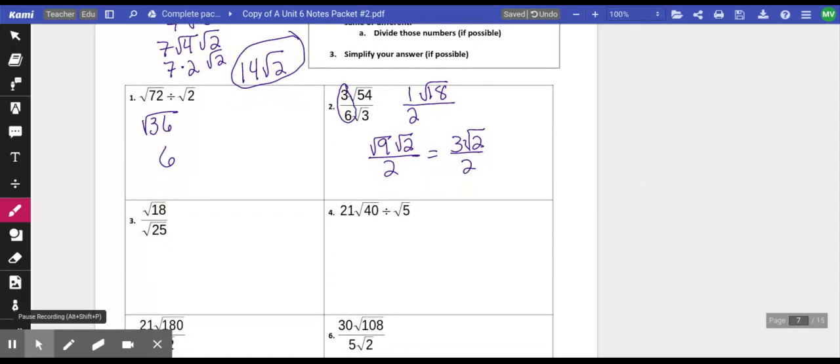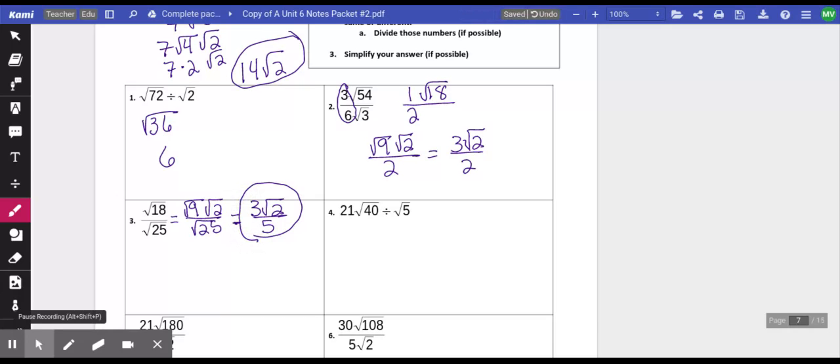Number 3. I can't divide 18 by 25. However, I can simplify the numerator and the denominator separately. So 18 has a perfect square factor of 9, so it's 9 radical 2 over square root of 25. Square root of 9 is 3, so that's 3 radical 2 over the square root of 25 is 5, and that is simplified.